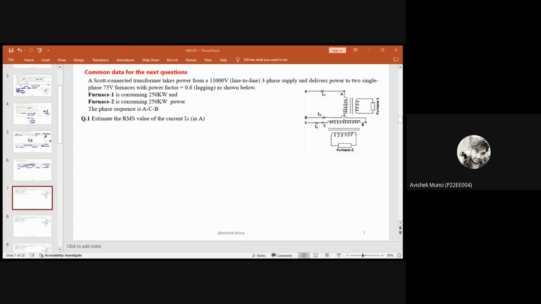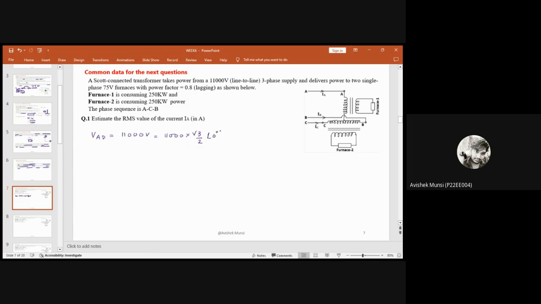So let me solve it for you all. So basically, here VAB is given as 11,000 volts. That is the line-to-line voltage. If you convert it, it is at an angle of 0 degrees.